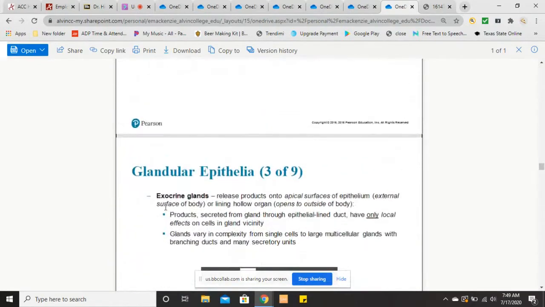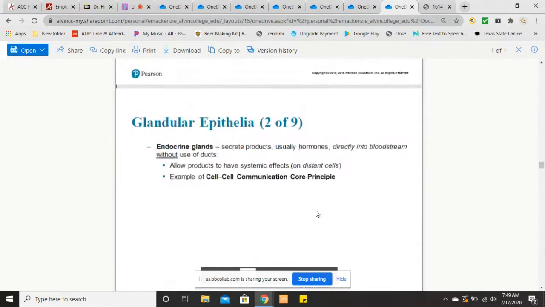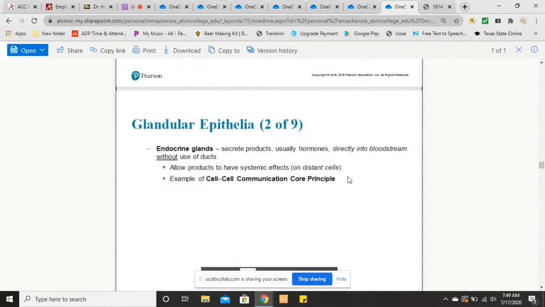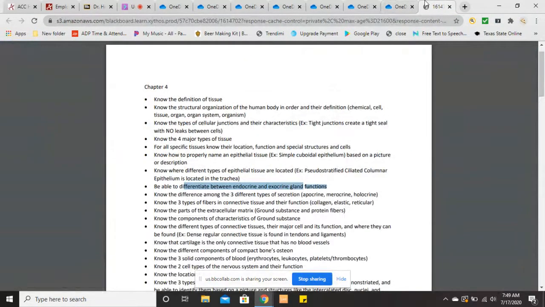That's the major difference. Exocrine glands need a duct, a tiny tube, to release their products. Endocrine glands do not. They directly drop their products into the bloodstream without a tube, without a duct. That's what you need to know. That's the major difference between endocrine and exocrine glands. Endocrine glands make hormones that they dump directly into the bloodstream, while exocrine glands make products that they're going to have to release via ducts.